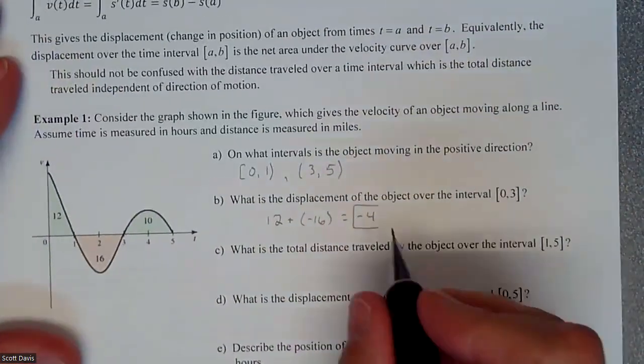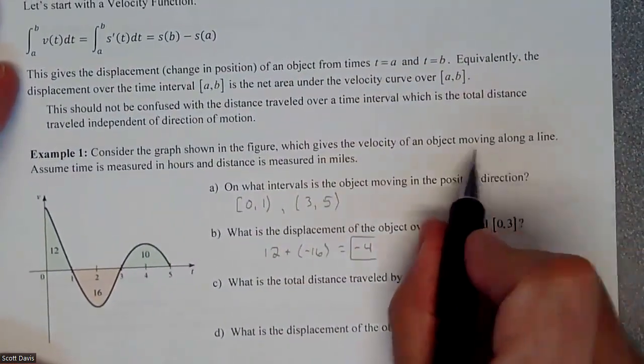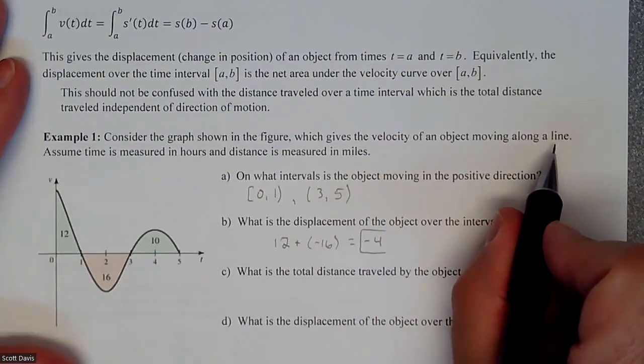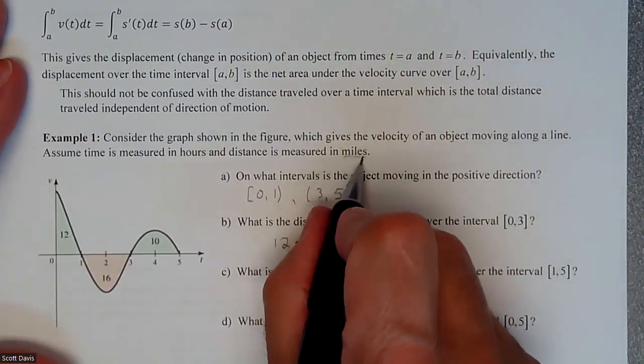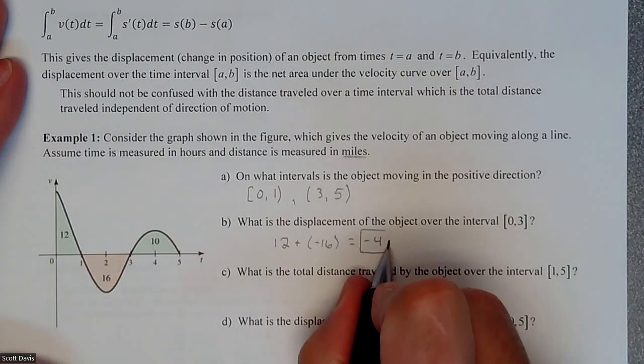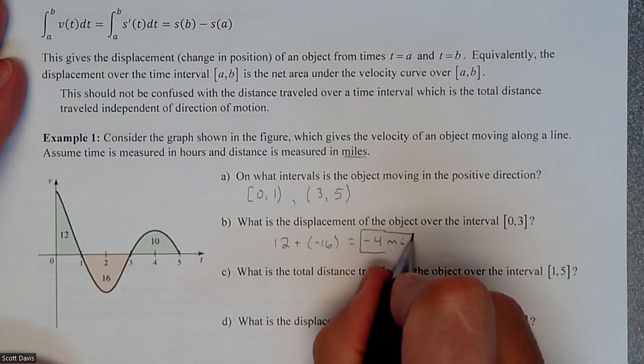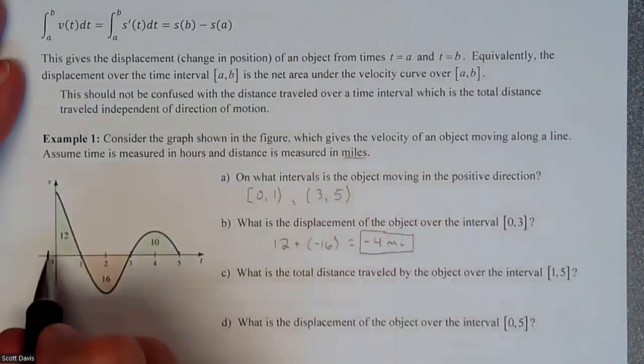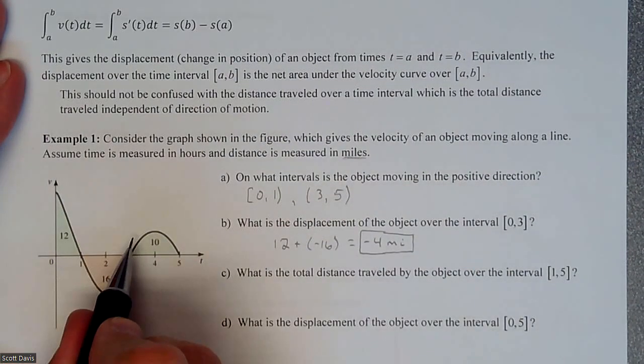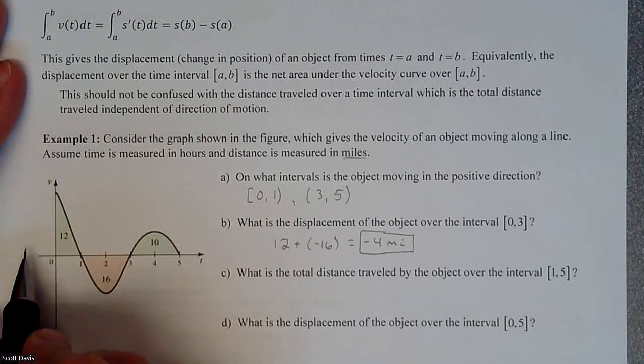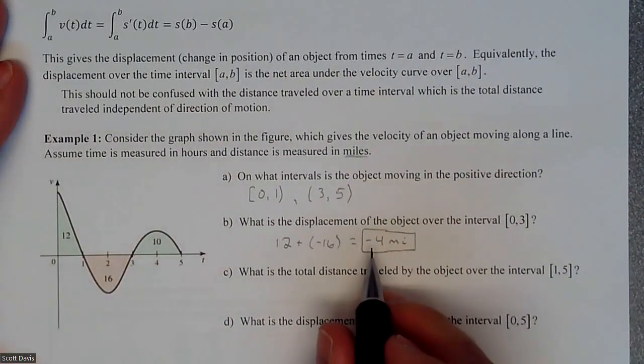And let's throw a label onto this because we are talking about an object moving along a line. So we're kind of moving left and right. And we're talking in miles. So negative 4 miles would be the displacement, which would mean we would have gone to the right 12 miles and then back 16 miles to the left. And so we would be more left than where we started.